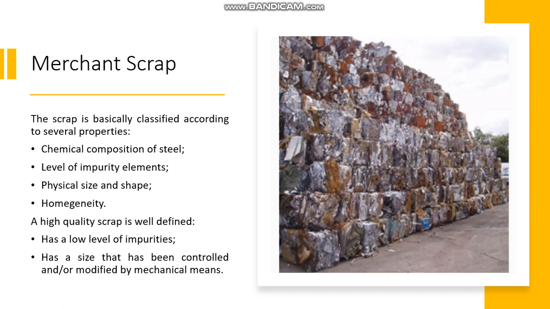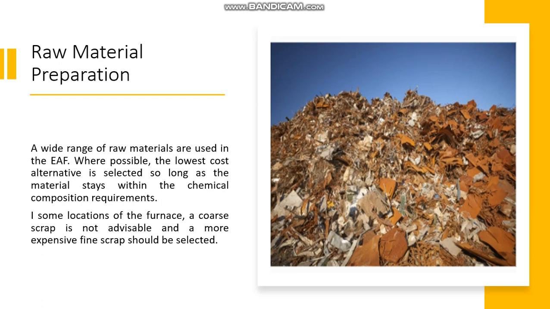For the merchant scrap, electric steelmaking requires large amounts of scrap, both domestic and imported. The scrap is basically classified according to the properties in the slide: chemical composition of steel, level of impurity elements, physical size and shape, and homogeneity. The high quality scrap is well defined, has a low level of impurities, and has a size that has been controlled and or modified by mechanical means.